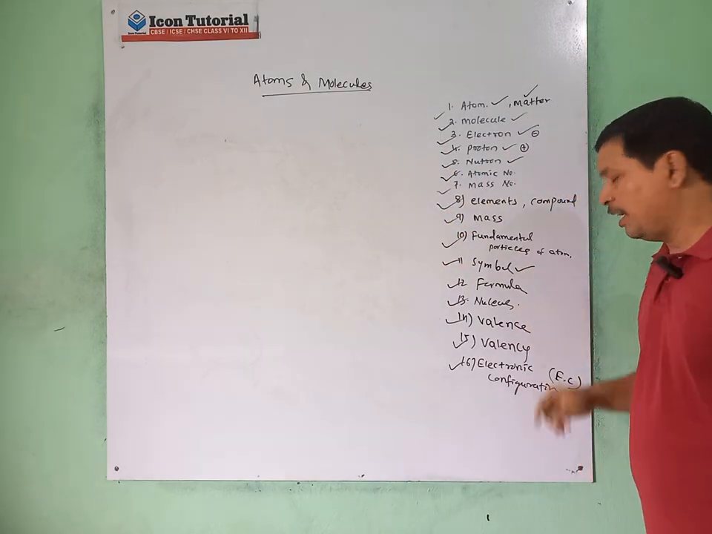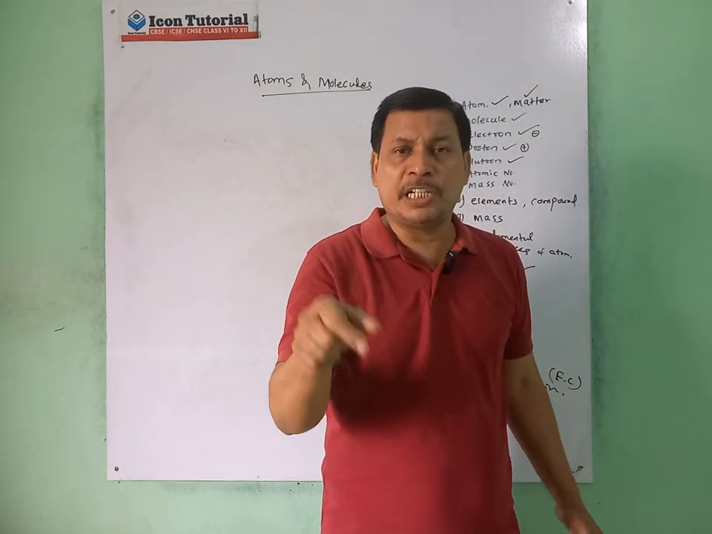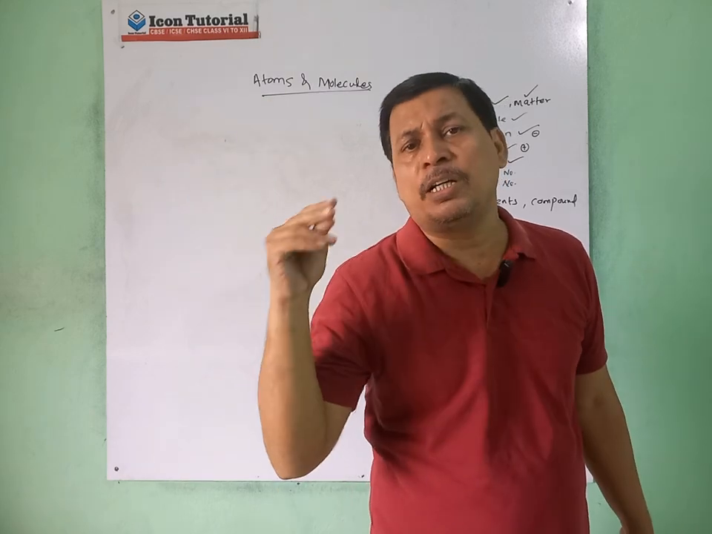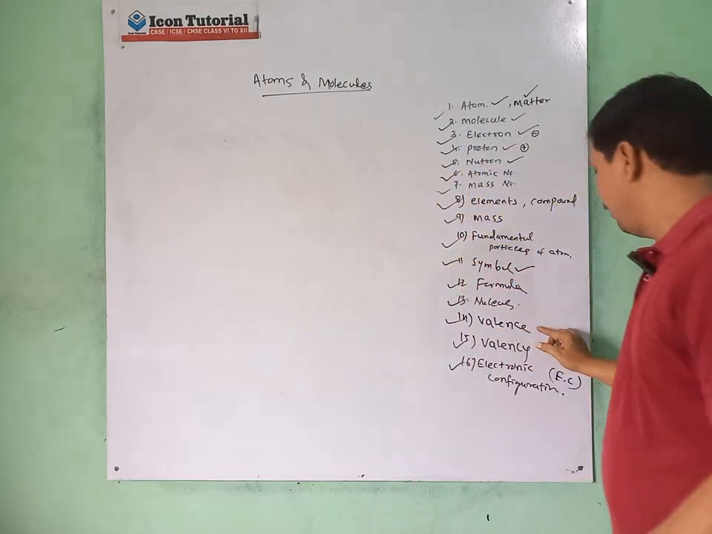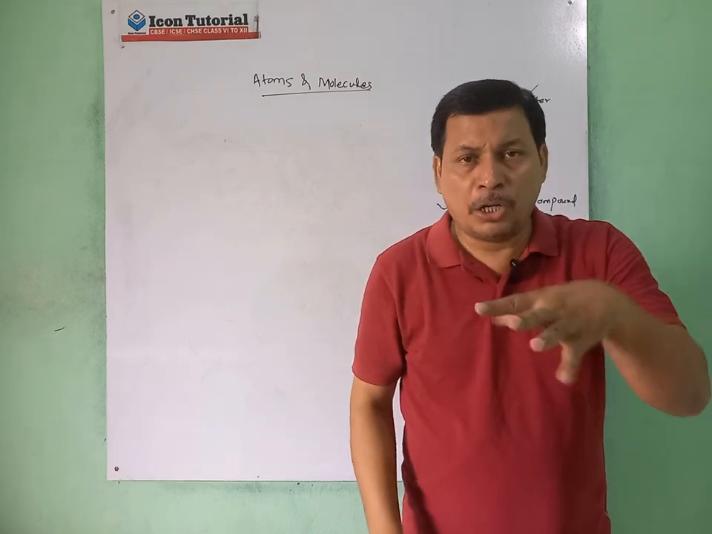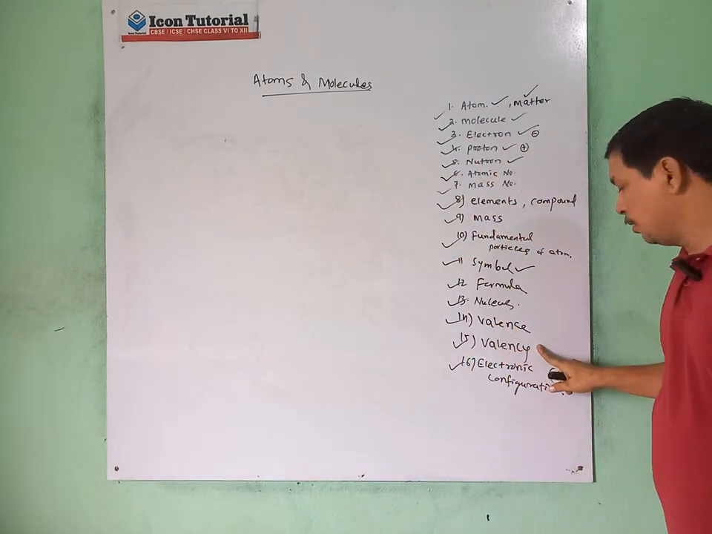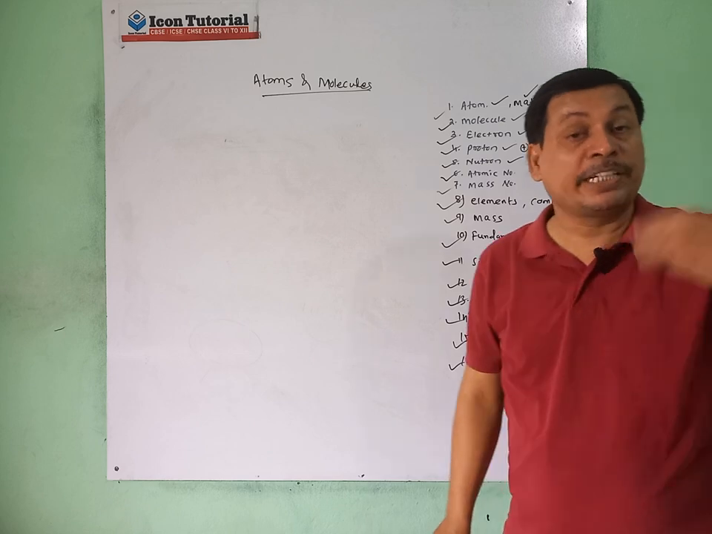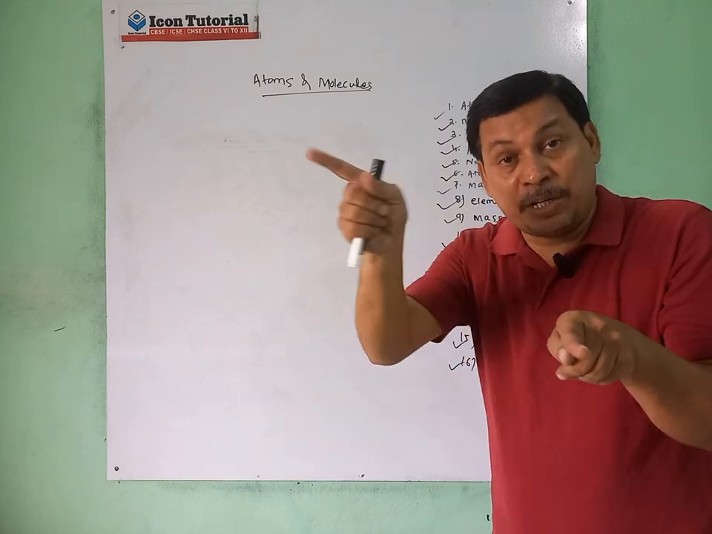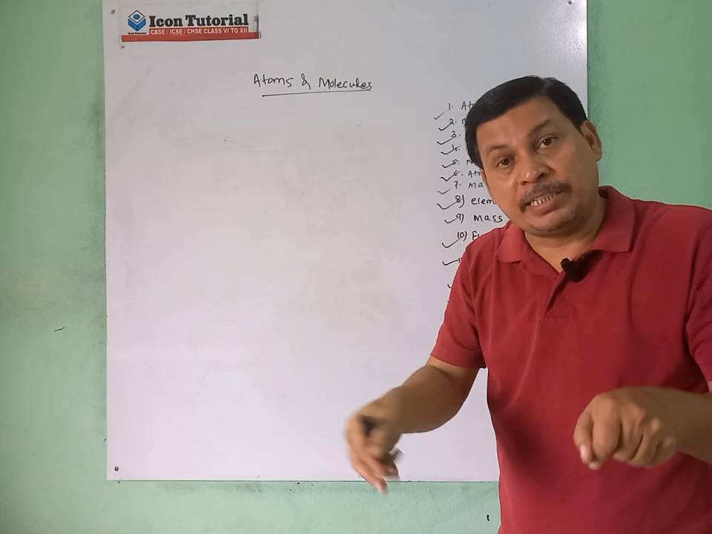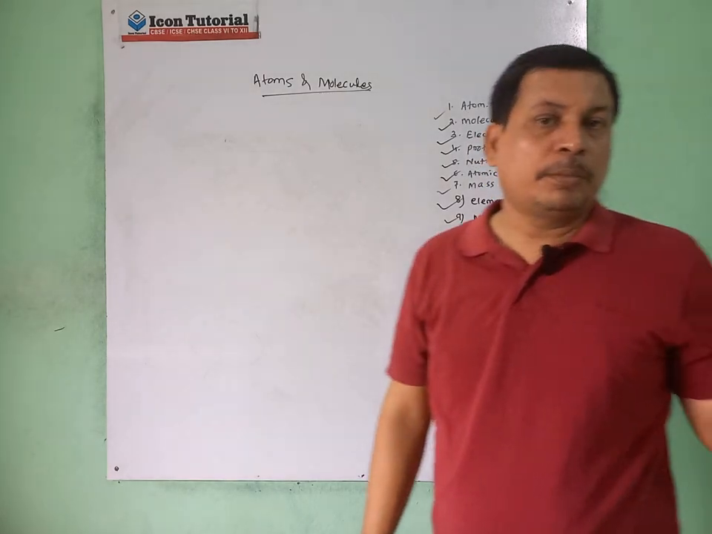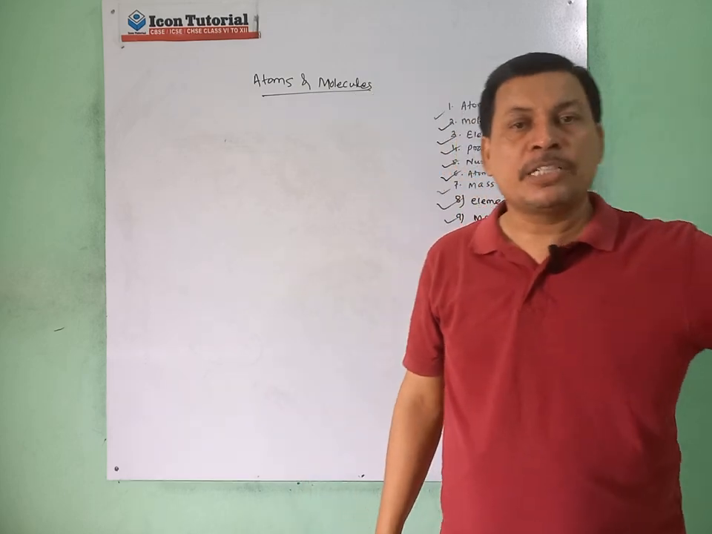Next, what is valency? The outermost electrons present in an atom are valency electrons. Valency is also the number of electrons gained or lost by an atom. The number of electrons gained or lost, that is known as valency. Then electron configuration: the arrangement of the electrons in different cells of an atom.